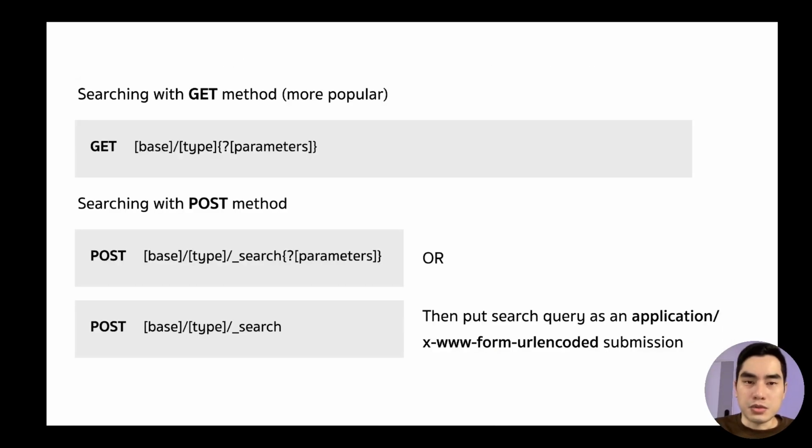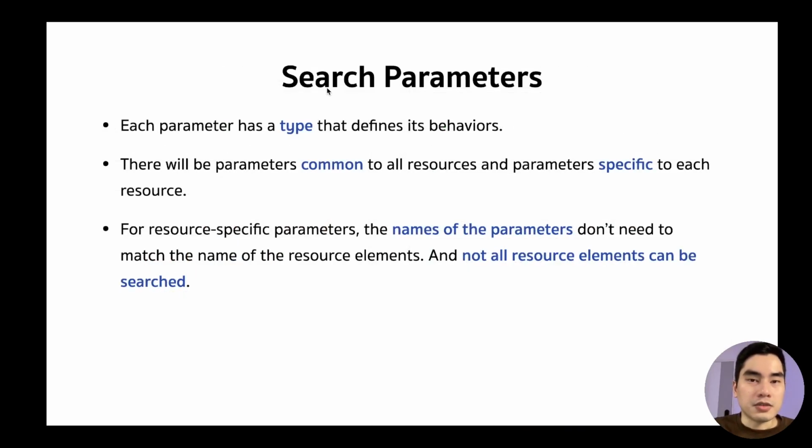So that is how to perform a search. Actually, it's pretty simple. You just send a GET request to the URL, the type, and you specify the parameter. But this parameter is the one that complicates things. Search parameter: each parameter has a type that defines its behavior. I will show you later what it means. And there will be parameters that are common to all resources and parameters that are specific to each resource.